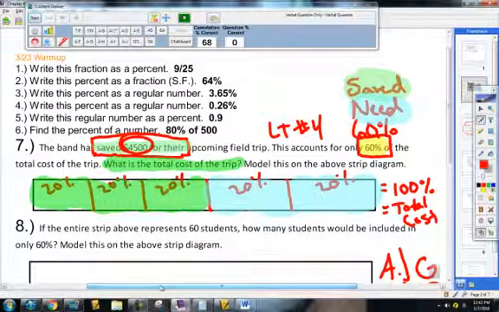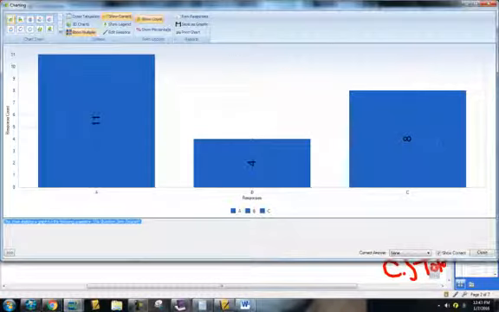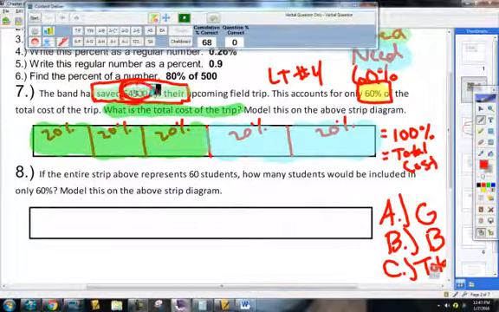So, do they have the whole cost yet? No. So it can't be the whole. For those of you that put C, and there were quite a few of you that put C, that can't be right, because they haven't saved enough. They have saved that much.